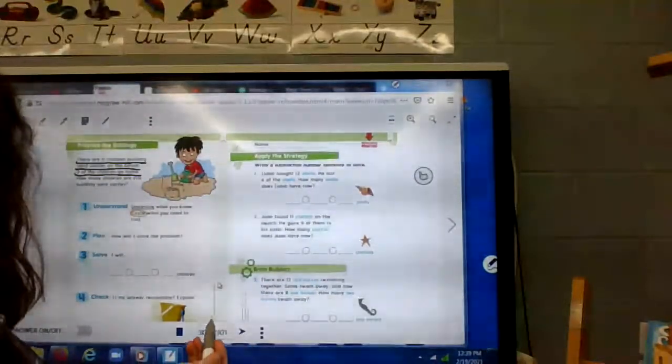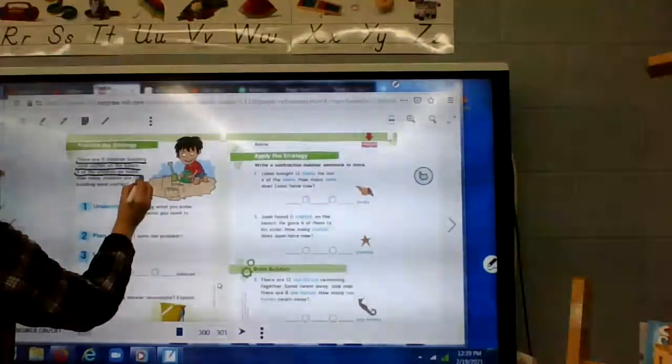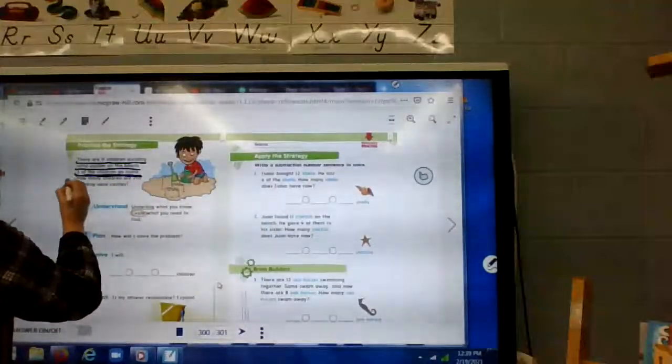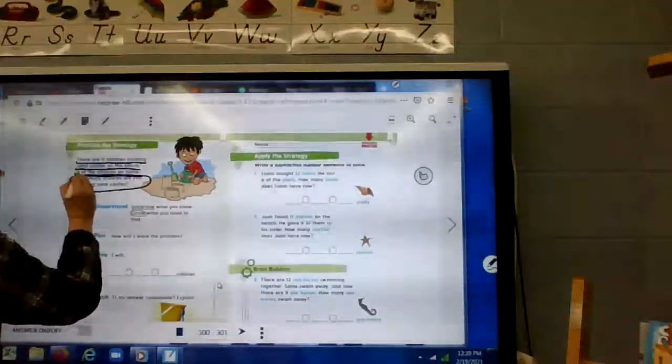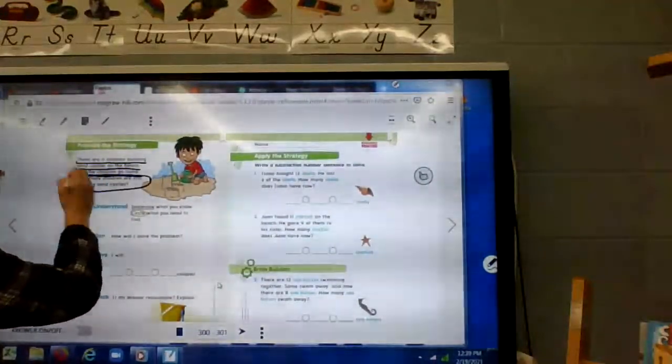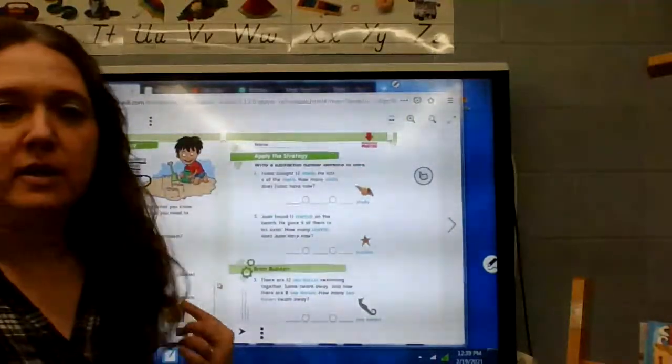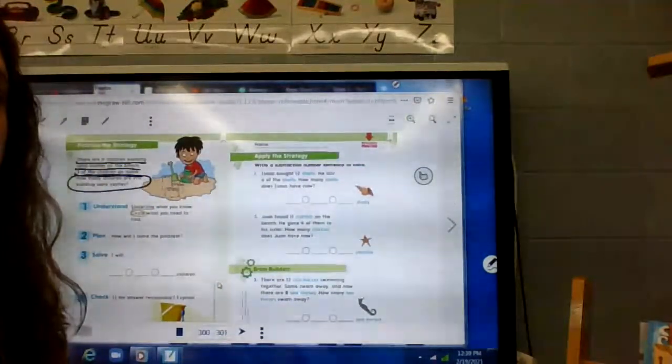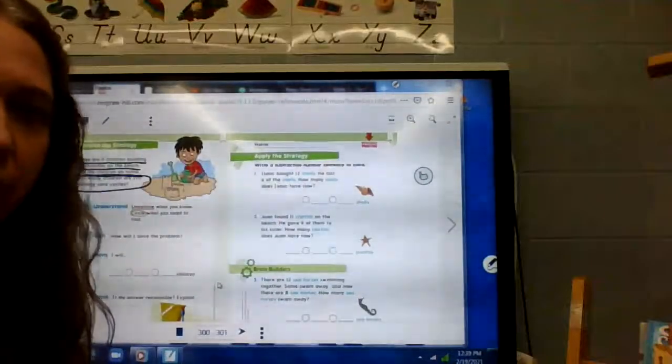So what do we need to find out? This is what we need to find out. How many, I'm going to circle in one big circle. How many children are still building sand castles? That's the question. That's what we need to find out. How many children are still there?